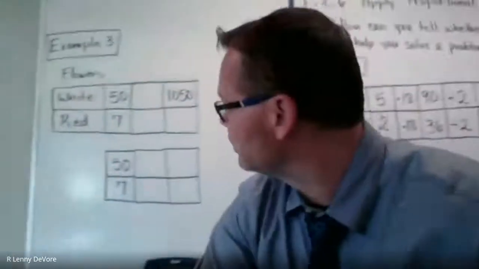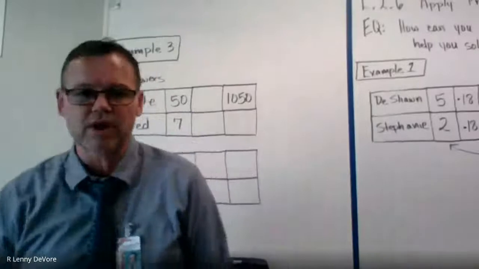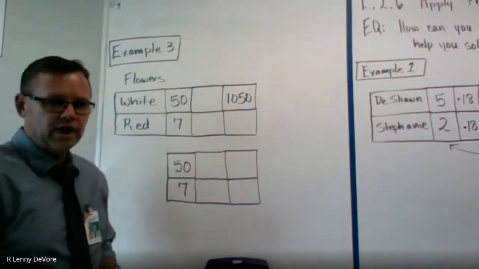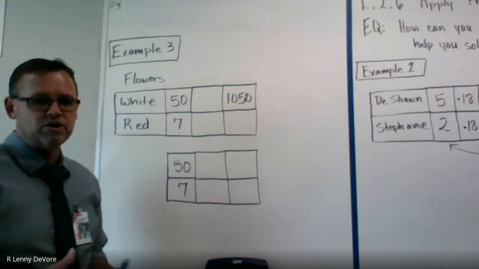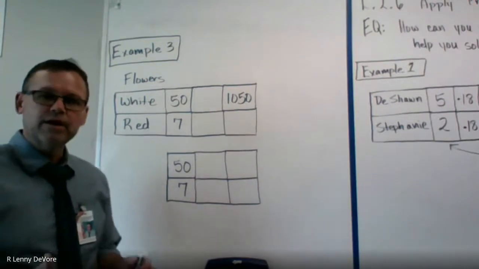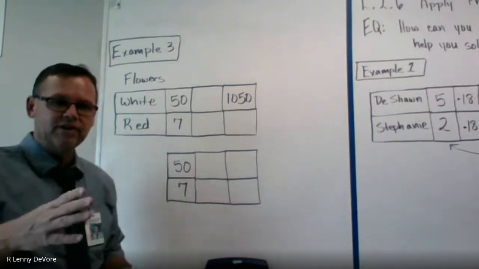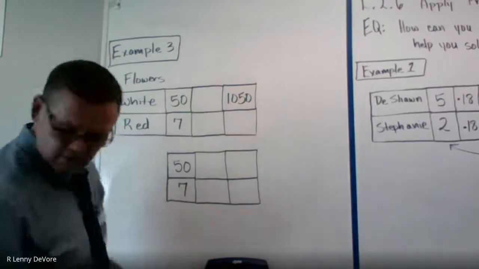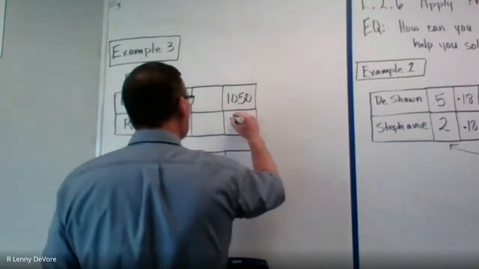Now we have example 3. Now, example 3, they're talking about white and red roses. Okay, and so I did this a little bit differently. They said they have a 50-to-7 ratio. Okay, and they want to know what different ways could they adjust it because they have 1,050 roses to 140.